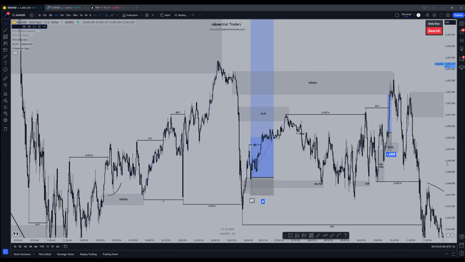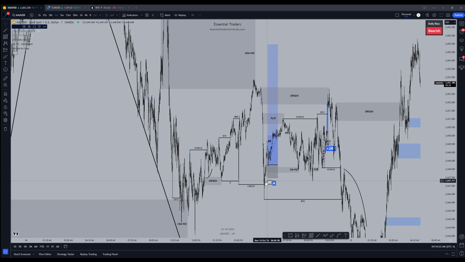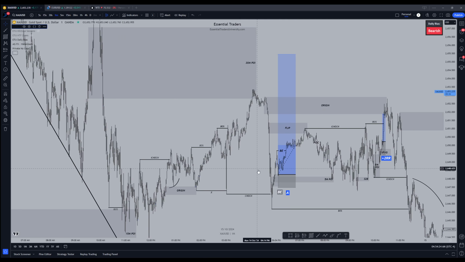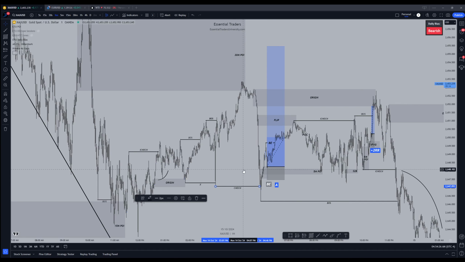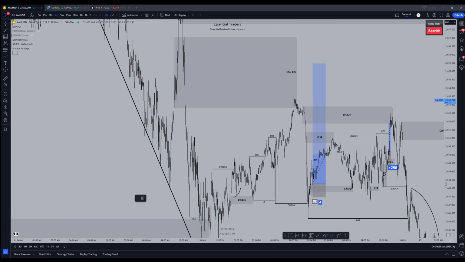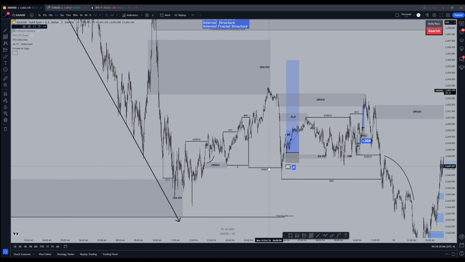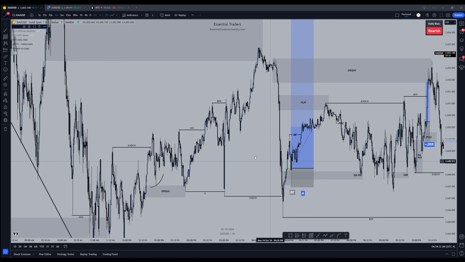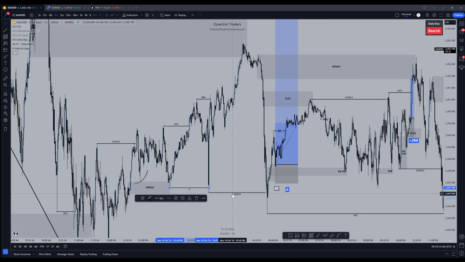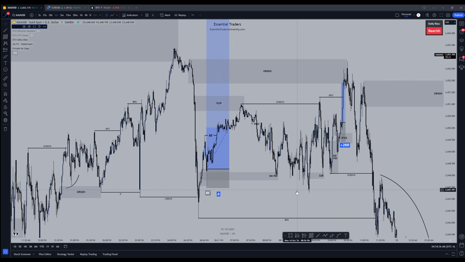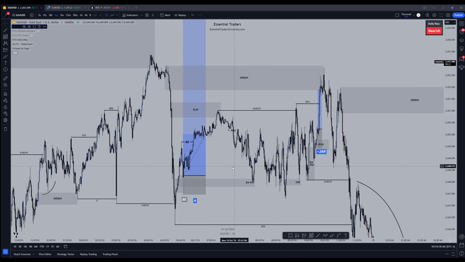I was here for this A+ setup that I would consider, but writing that down in my journal, obviously this is a change in character here because we tapped into a valid supply zone. So now you should understand the difference between this as a sweep and this as a change in character, and I'm also learning that from this as well.